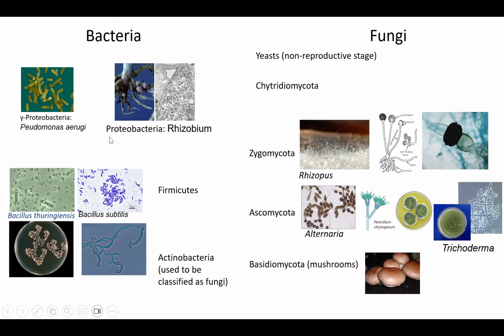There's the Proteobacteria, another phylum, and one you've probably heard of is Rhizobium. These are the bacteria that live in the nodules of beans or other legumes. And those are little factories for nitrogen fixation. There's a phylum called Firmicutes, and this is where we have Bacillus strains. Bacillus subtilis is a common biological control. We know Bacillus thuringiensis, it's BT, it is used for controlling insects.